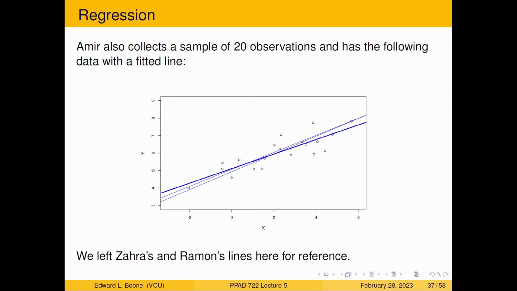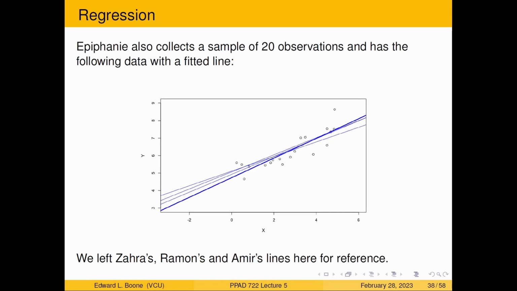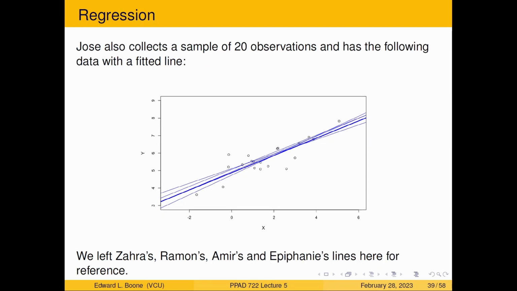Okay, now Amir goes and collects 20 samples as well, and he fits a line, and this line is his line, the darker line, and I've left both Ramon and Zara's lines on there for reference. Okay, Epiphany goes and collects a sample of 20 observations, fits the data, and gets this line, and the other three lines are on there for reference. We've got one more. Jose is going to go collect 20 samples, and he draws a fitted line, which is the darker line, and the other ones are on there for reference.